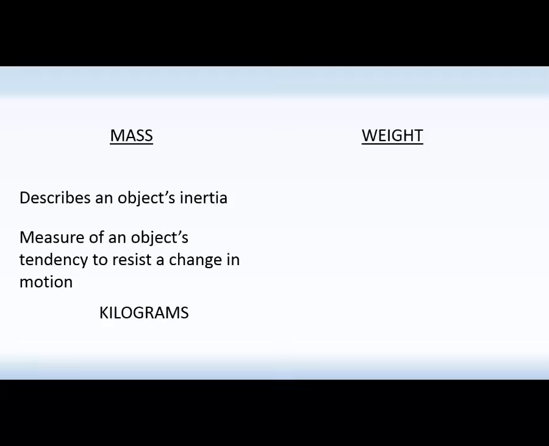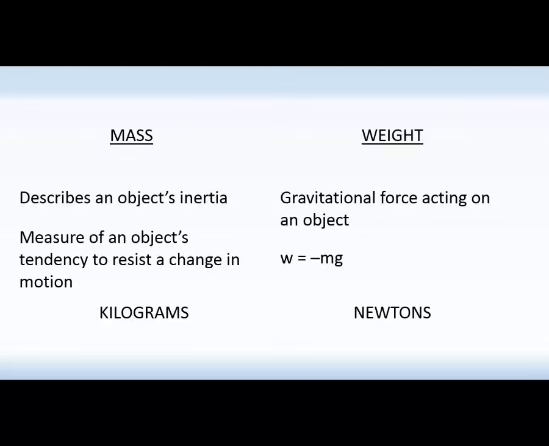Weight, on the other hand, is the gravitational force acting on an object. So this is a vector that can be calculated by multiplying the mass times the gravity. Notice that it is negative because weight always points downward. Weight is measured in kilogram meters per second squared, or better known as newtons.